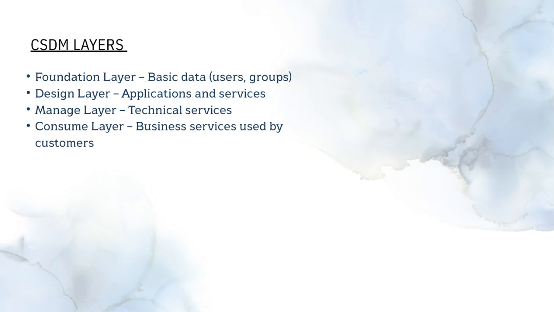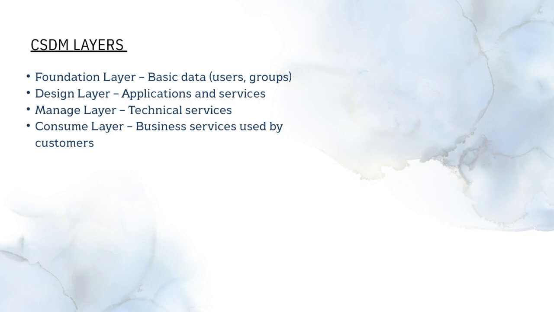Next, we have the manage layer, which handles the technical services that support our applications and infrastructure, things like middleware, integrations, and other technical components. Finally, at the top, we have the consume layer. This is where business services are delivered and used by our customers or end users. It's the layer where business value is realized, connecting our technical setup directly to the customer experience.